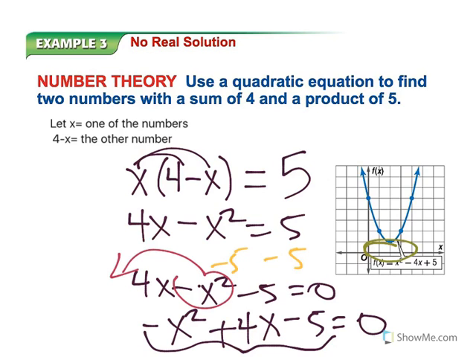There's no possible way that we can get two numbers with a sum of 4 and a product of 5. You can actually plug and chug and try to see if you can do it, but there's no possibility of doing it. So this one is no solution.